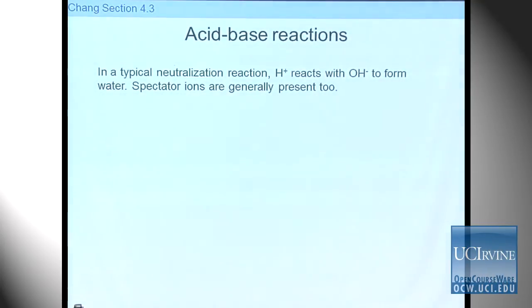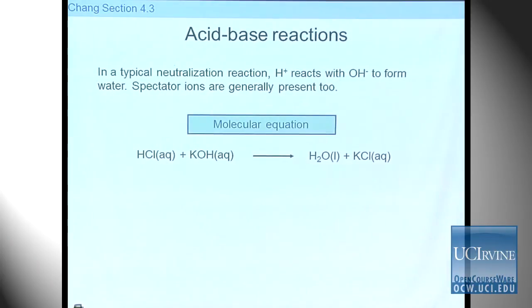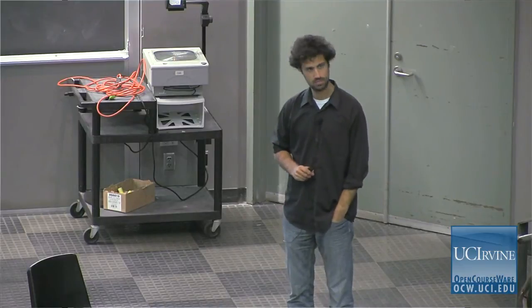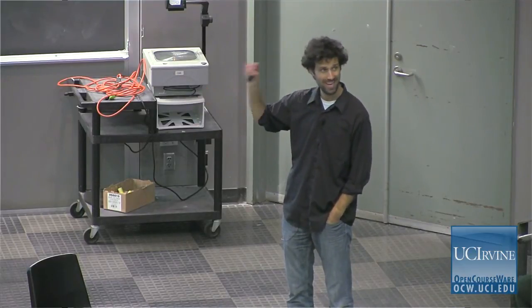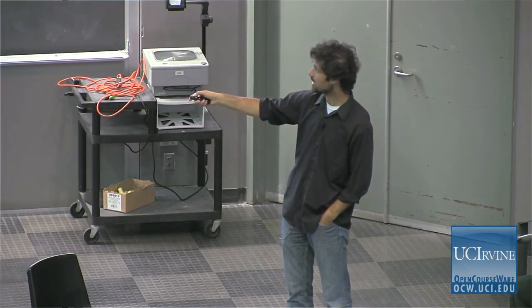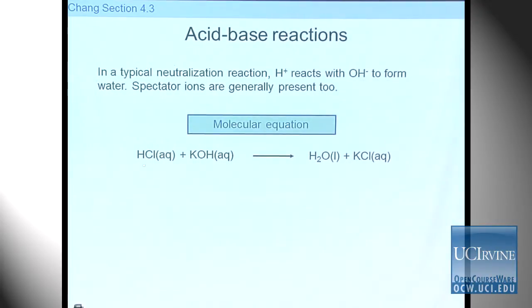Okay, let's say it one more time in a different way. We saw this reaction on the previous slide. We saw HCl and potassium hydroxide. Now I'm writing it in terms of the molecular equation. Okay, so this is just another way of writing the same equation. HCl is now written as a molecular compound. Aqueous means it's fully dissolved, right? KOH, aqueous, is also fully dissolved.